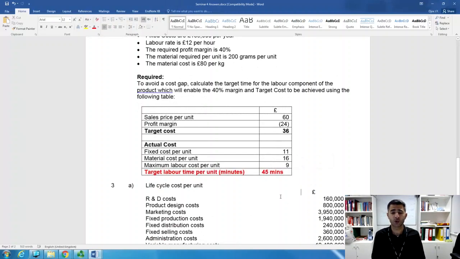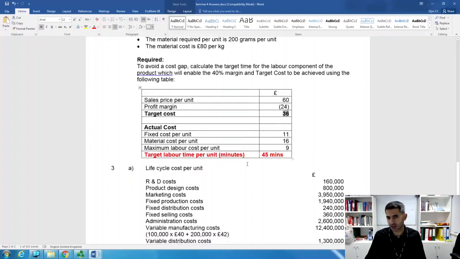So in this case, each unit takes 45 minutes to be ready as labor. And if we manage to get it done in 45 minutes, what does that mean? This means that we are achieving the £36, the target cost, with the actual cost. Okay, great, excellent, lovely.